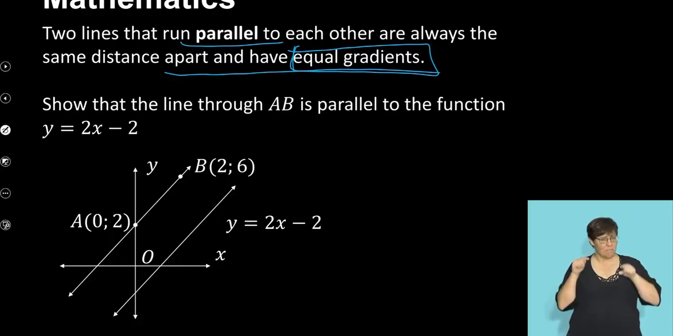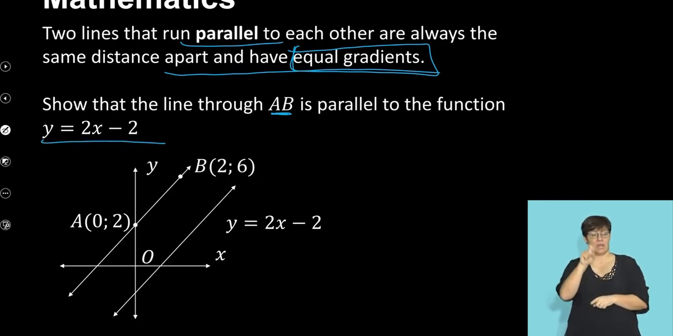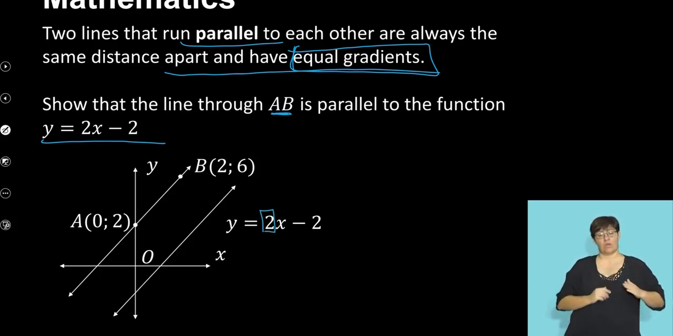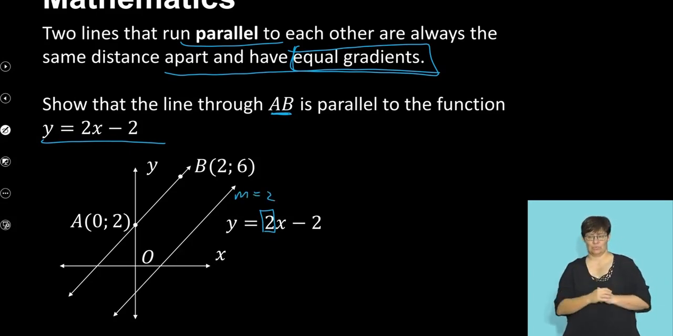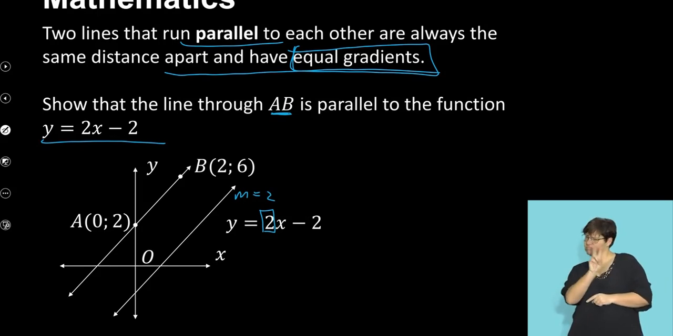And so we're going to jump straight into the question. It says, show that the line AB is parallel to the function y equals 2x minus 2. Now, from functions, we know that the coefficient of x is the gradient. And so I know that the gradient of this line is equal to 2. If the first line has got a gradient of 2, then those lines must be parallel. They have the same steepness.